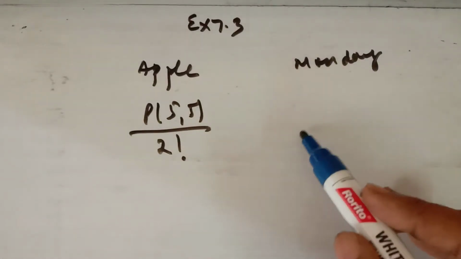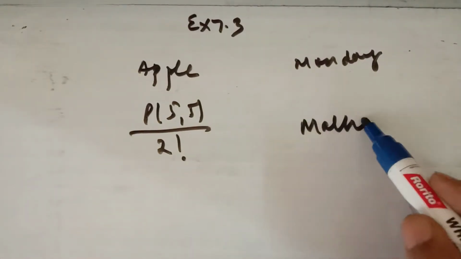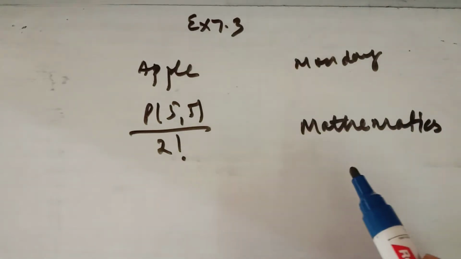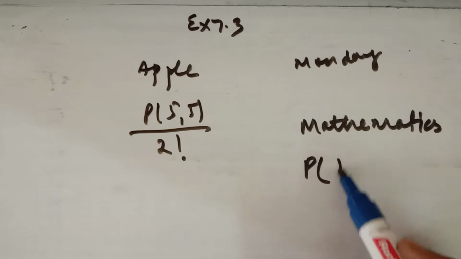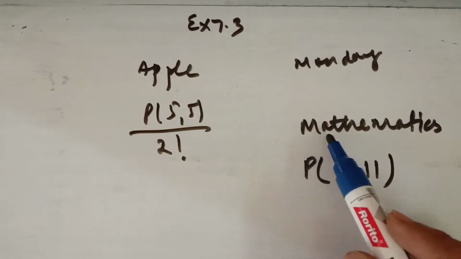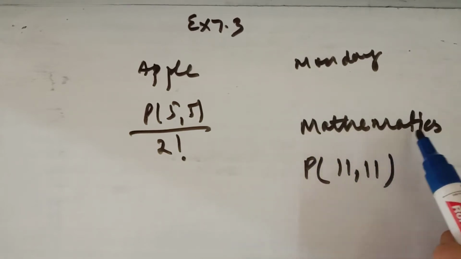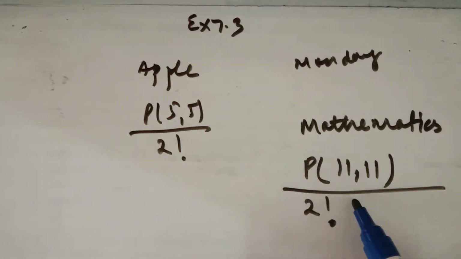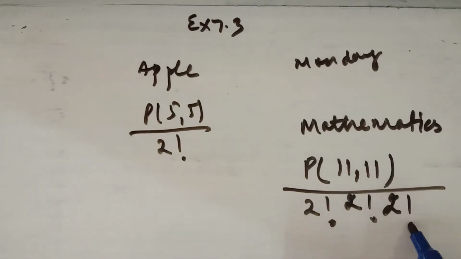Now let us take another word, mathematics. How many words can you make by using all the letters of the word mathematics? How many alphabets are there in this? 1, 2, 3, 4, 5, 6, 7, 8, 9, 10, 11. In this, M is repeating 2 times, A is also repeating 2 times, and T is also repeating 2 times. So you have to divide the permutation by the factorial of the number of times the particular alphabet is repeating.